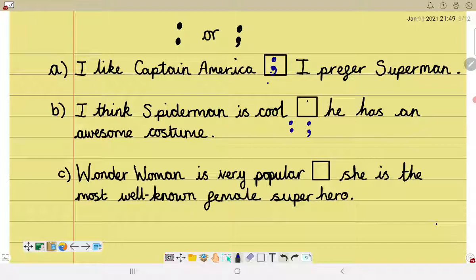And in C, let's have a look at C. Wonder Woman is very popular because she is the most well-known female superhero. Yeah, that makes sense. Wonder Woman is very popular and she is the most well-known female superhero. Yeah, that makes sense. But which one makes more sense? I think that's because it's a reason why, isn't it? So I think both would make sense, but I think a colon would make the most sense because that would use the word because.